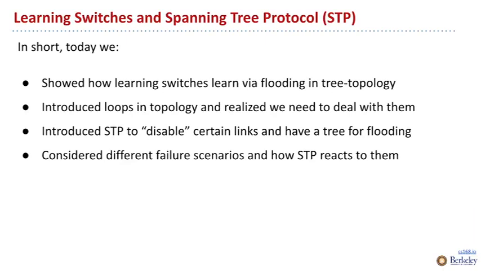Okay. So today we showed how learning switches learn via flooding in a tree topology, and then realized that this is not enough when the underlying topology has loops. With this, we motivated why we need the spanning tree protocol. Then we introduced the spanning tree protocol that helps us find a tree in the underlying loopy topology, and then disable certain links, so flooding will not happen on those links. Whatever is left, we can use for flooding and for giving this plug-and-play experience for our end hosts. And we also considered different failure scenarios and how the spanning tree protocol reacts to them.